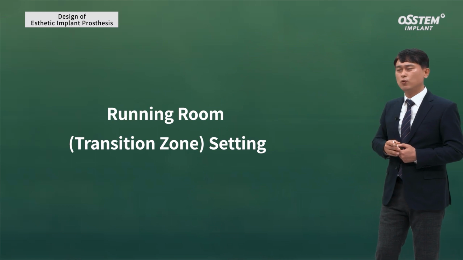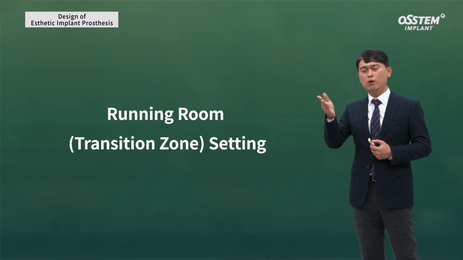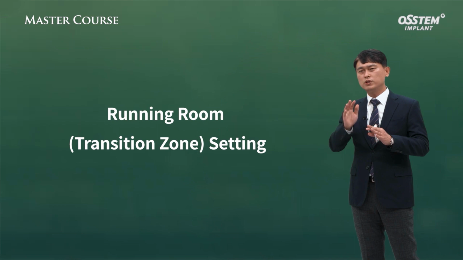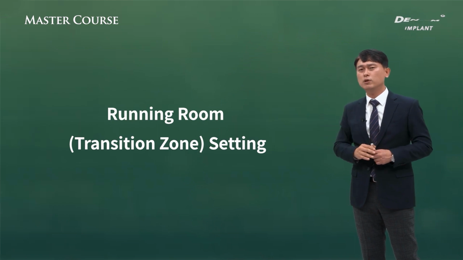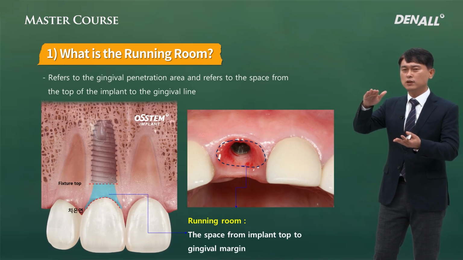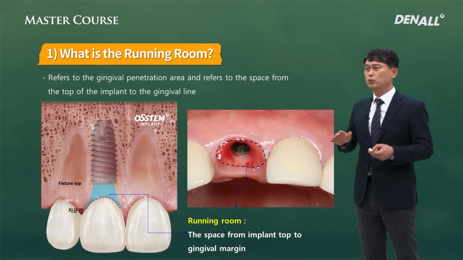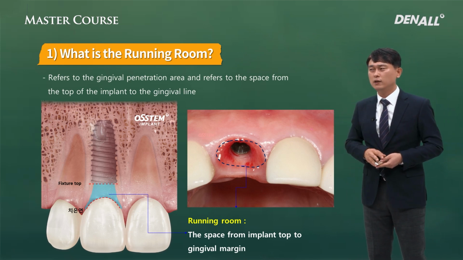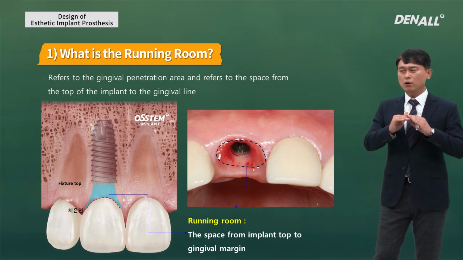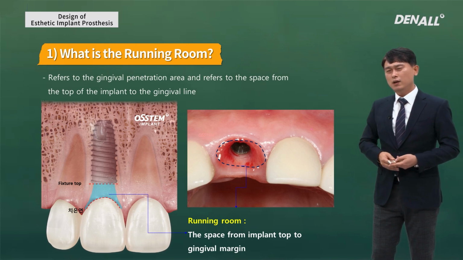Now let's talk about running room. Emergence profile is a curvature. It is the curvature of the contour starting from 1.0 to 1.5 millimeters subgingiva. Running room refers to the gingival penetration area, the space from the top of the implant to the gingival line, the total volume. So it is indicated as the blue color. So it's from the top of the implant to gingival margin.